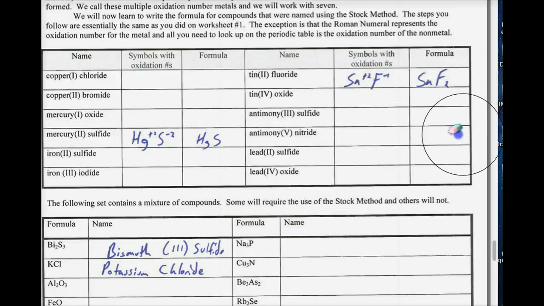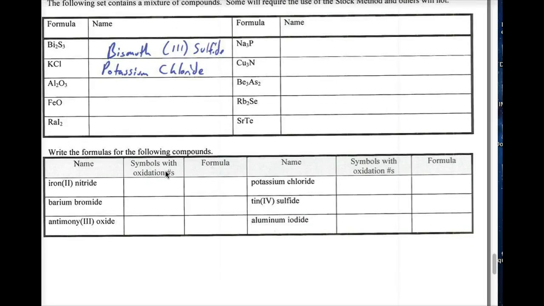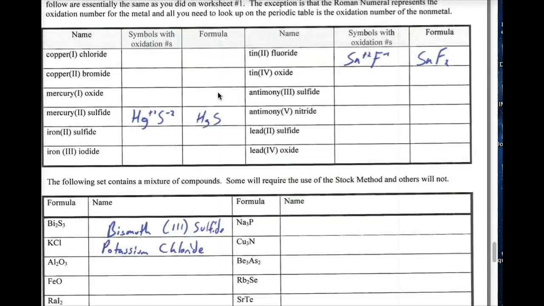So writing the actual formula from the new method of the stock naming, and again, we use the stock names for the rest of the metals that are not representative. Writing the formula is actually fairly simplistic. It's actually easier. We get into a little trouble though when we have to write the names from the actual formula. That's when it gets a little bit more difficult.